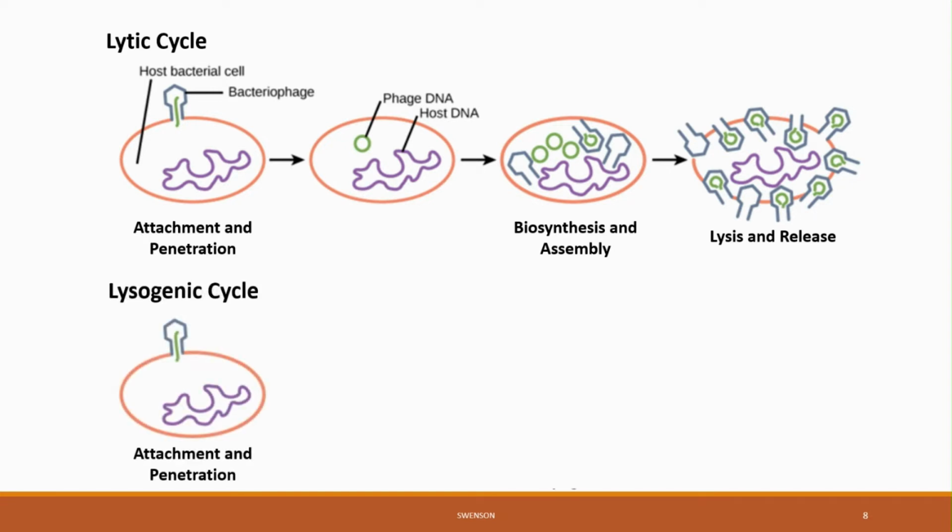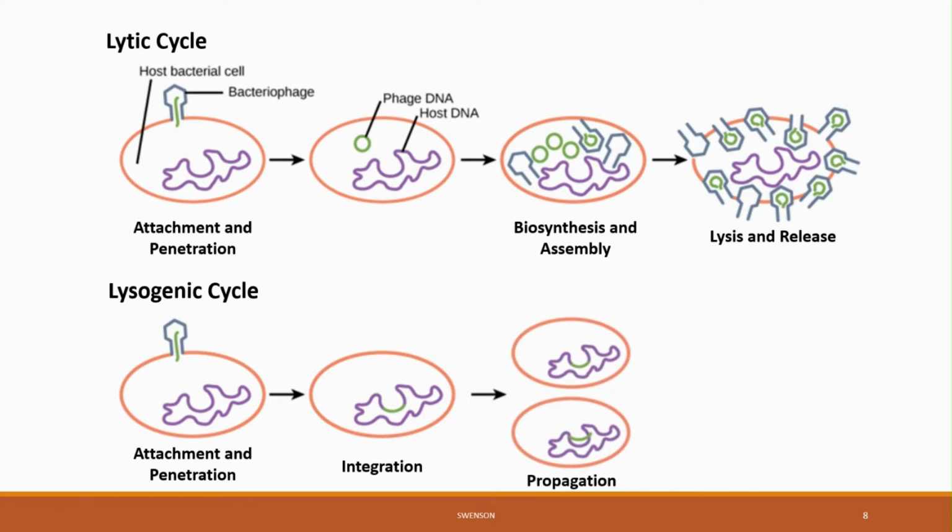The lysogenic cycle is the second method that viruses can use. It begins with the same step, attachment and penetration. There's an extra step here. In this step, the viral genetic material actually integrates itself into the host's DNA and becomes one with the host DNA.